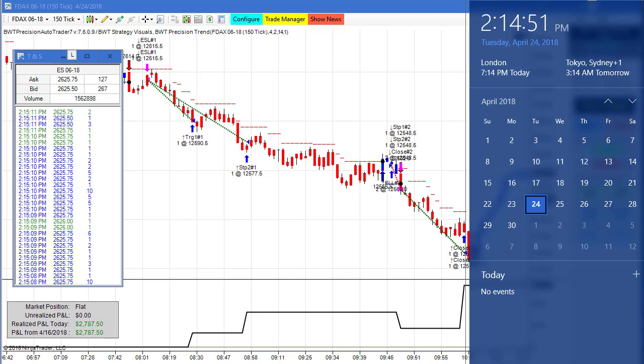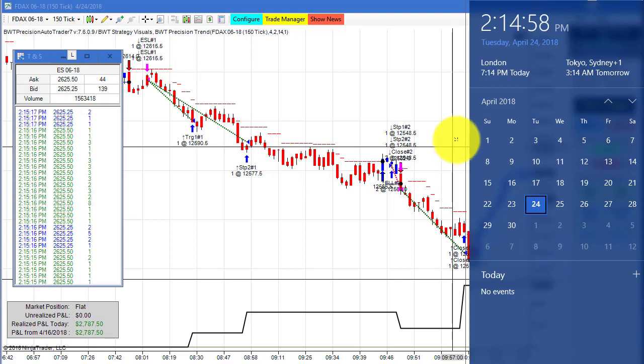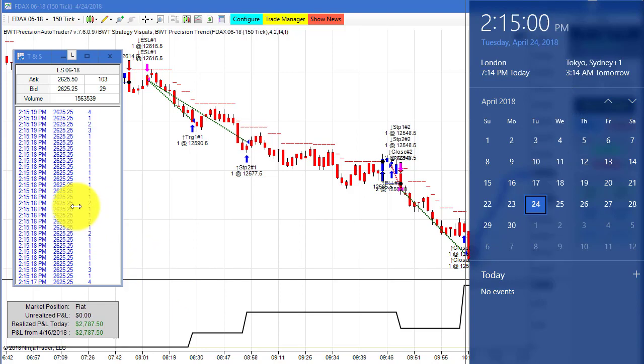It's 2:14 p.m. Eastern Standard Time, making the video early today. It's midday in the markets. On my right is my computer clock, on my left is the time and sales, the Emini S&P currently trading at 2,626.25 and a quarter approximately.